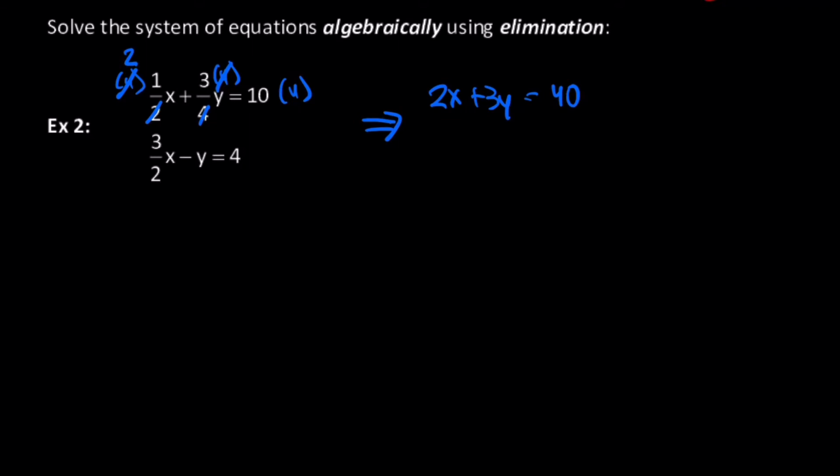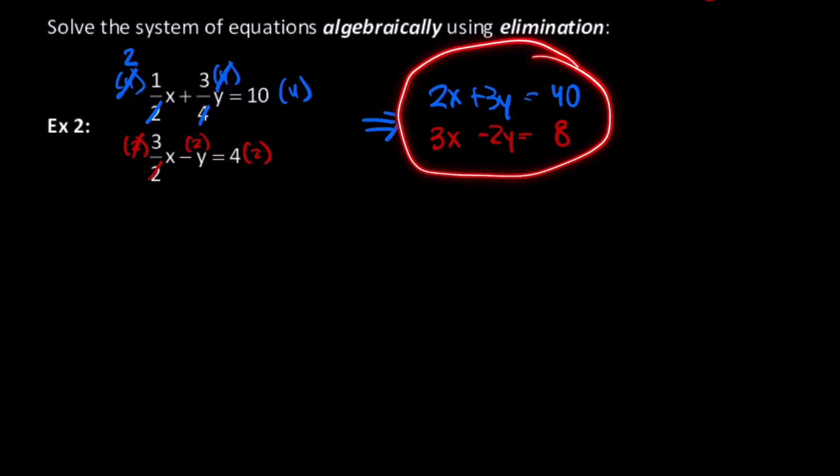Now the bottom equation, let's see, the only denominator is a 2, so I'll multiply every term here by a 2. 2 cancels with that completely, so here I have 3x minus 2y equals 8. All right, so now these equations are much easier to work with.